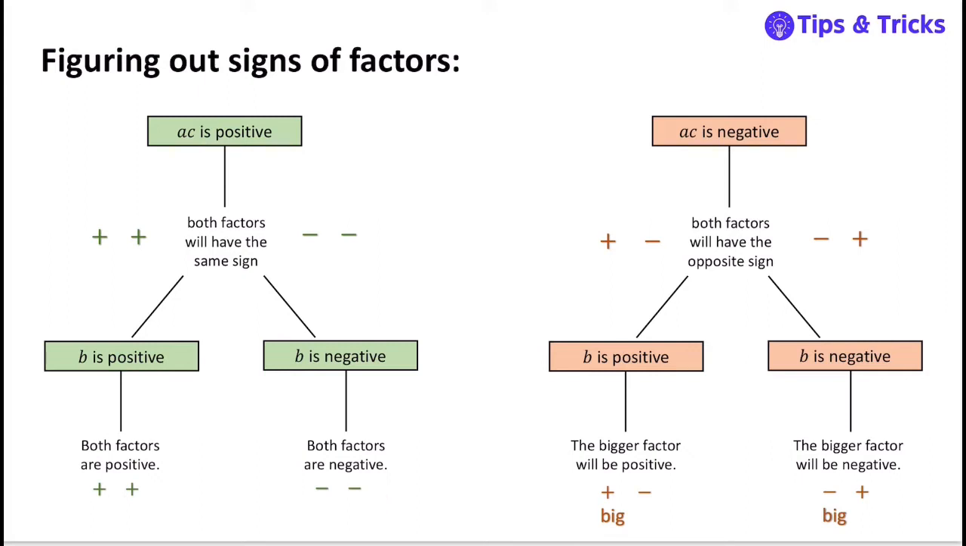If AC is negative, our factors will have the opposite sign. Remember, the reason for that is because the only way to get a negative number is if you multiply a positive and a negative number. If B is positive, that means the bigger factor in the pair will be positive. If B is negative, that means the bigger factor in the pair will be negative.